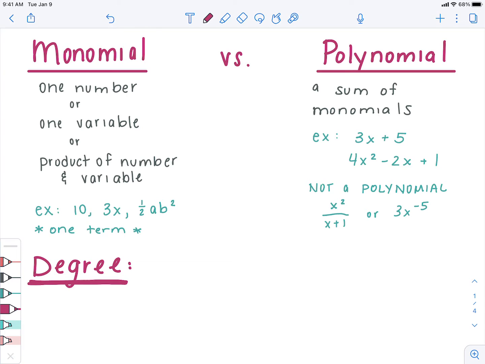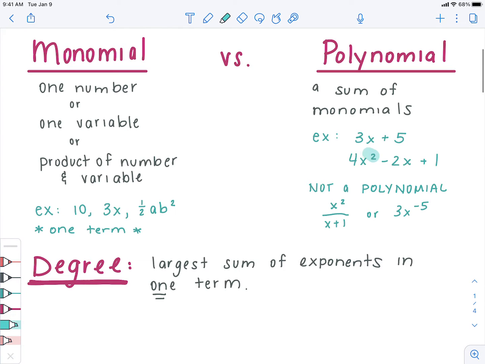So we want to just be able to pick out the degree today, and the degree is just the largest sum of exponents in one term. So we don't want to add up all the exponents to get to the degree. We want to look at each term, add up the exponents in a term, and remember when I'm talking about a term, I'm saying anything that's connected to each other.